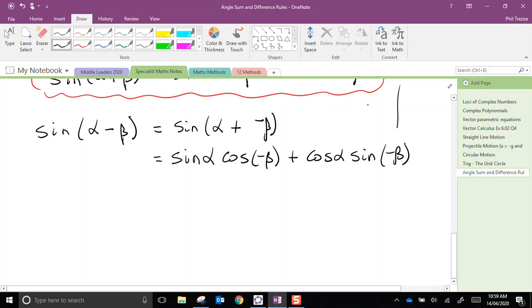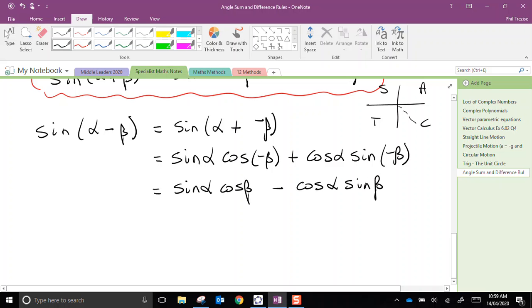Once again, let's remember the CAST rule. For our negative angle beta, the cosine of negative beta is the same as cosine beta. So this is sine alpha cosine beta, but the sine of a negative angle is negative. Cosine alpha sine beta. And this one was the difference of two angles, the sine of a difference.